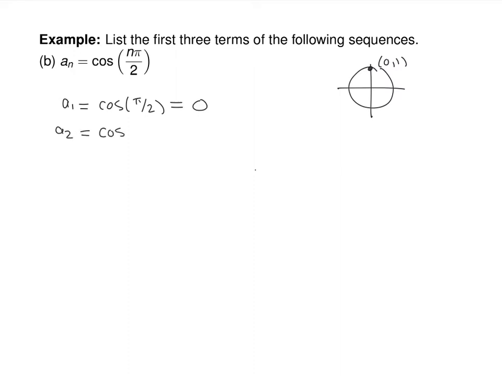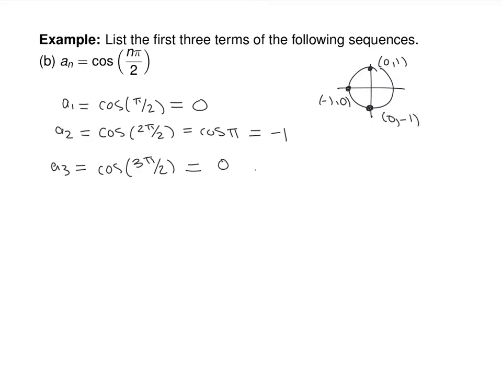a2 will be cosine of 2 pi over 2, which is cosine of pi. And that's this point right here. That point has coordinates negative 1, 0. The cosine is negative 1. a3 will be cosine of 3 pi over 2. That's this angle right here. At that point, the coordinates are 0, negative 1, and the cosine is 0 again. So our first three terms are 0, negative 1, and 0.